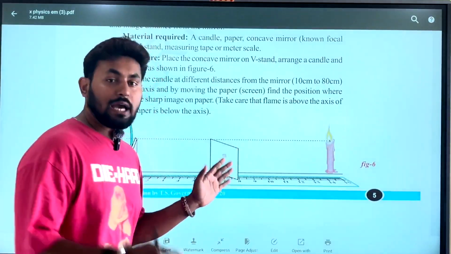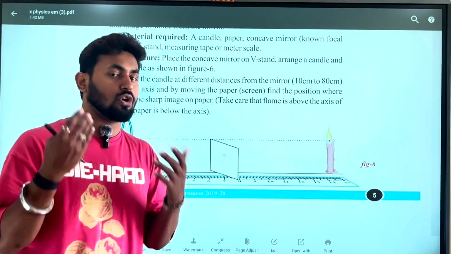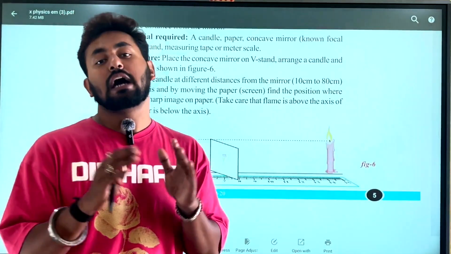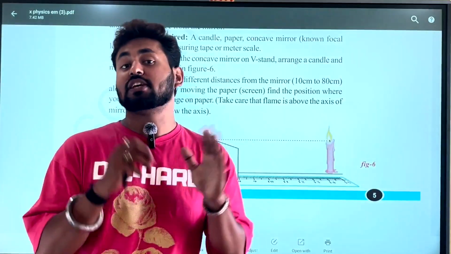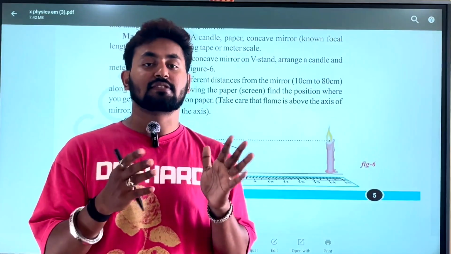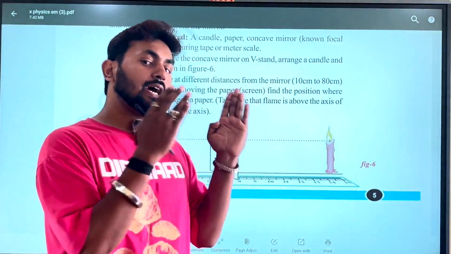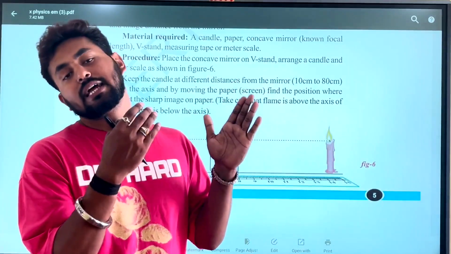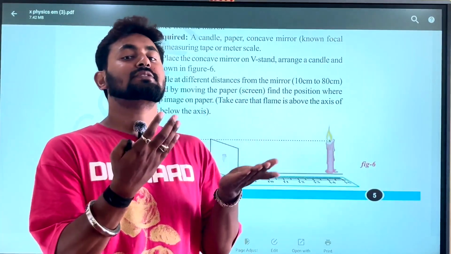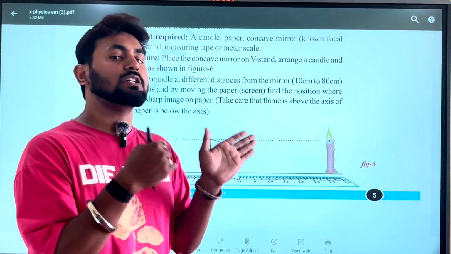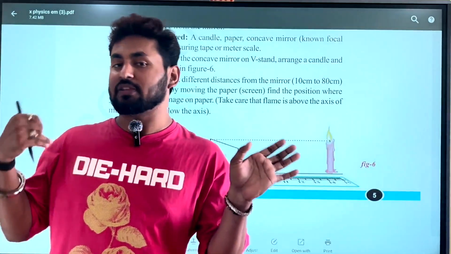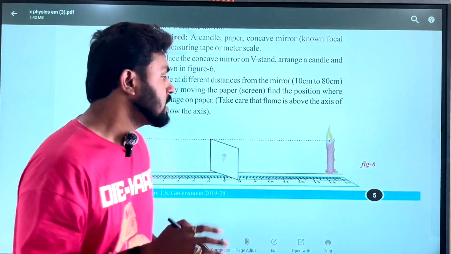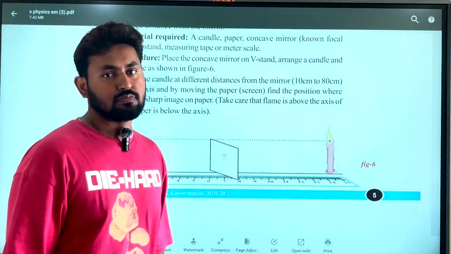But while you learn further, I'll draw the ray diagrams. In concave mirror, we have 6 cases, and each case differs. There you will learn how the ray diagrams are formed and how the images are formed when the object is kept at different places.